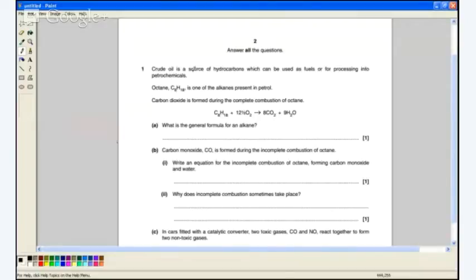Crude oil is a source of hydrocarbons, which can be used as fuels or for processing into petrochemicals. Octane, and then we have it, C8H18. Here we have the 8 to show us it's octane. It's one of the alkanes present in petrol. Carbon dioxide is formed during the complete combustion.